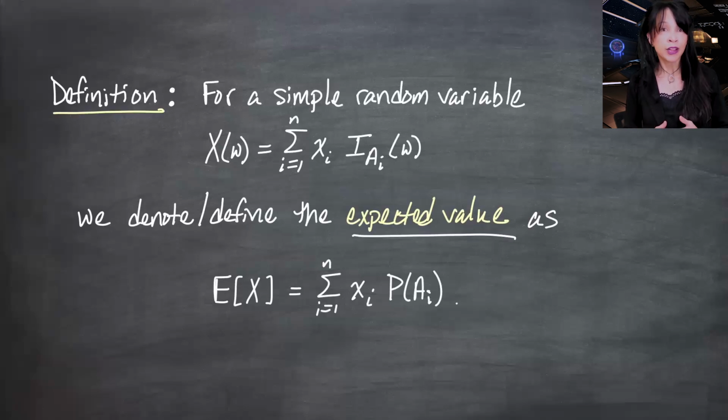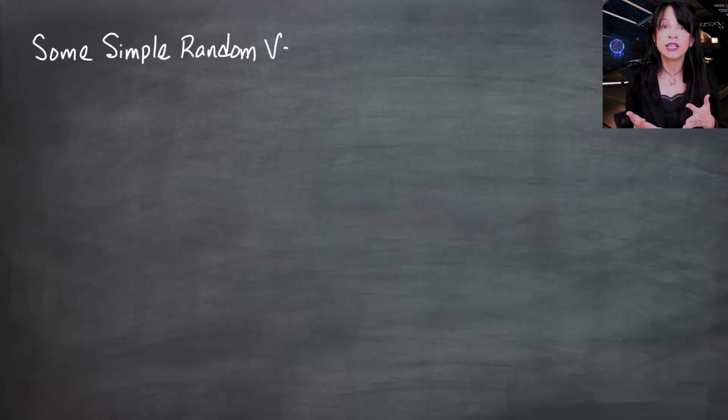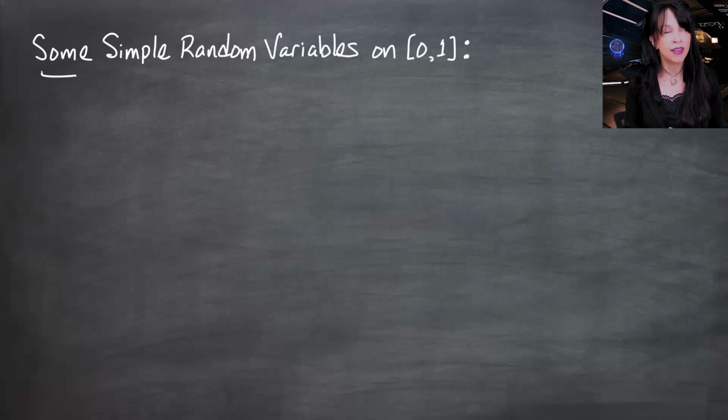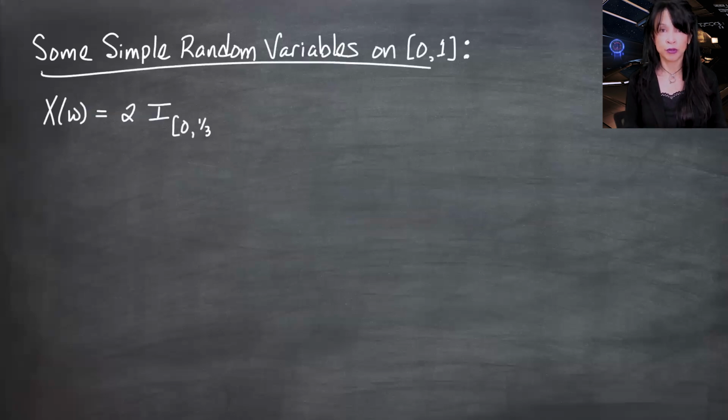So let's jump in by looking at some examples. Suppose I have a space omega consisting of the real numbers in the closed interval from 0 to 1, and I have a sigma field and a probability measure, which is really not important here. Likely the sigma field is Borel sets and the probability measure is Lebesgue measure, but again, unimportant for these examples. Here is a simple random variable.